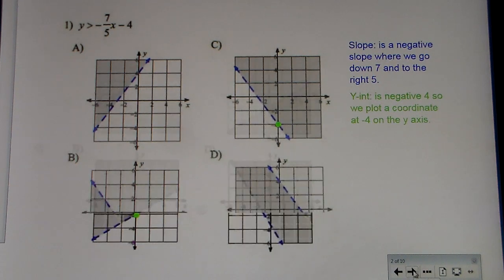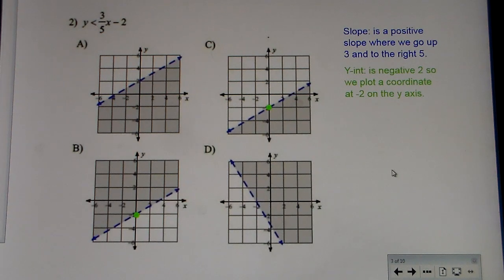Let's move on to number 2. Number 2, our y-intercept is negative 2. So I plot my points, I look at my graphs. Well, A is positive 2, so that won't work. C is negative 2, so we're working there. B is negative 2, but D is not. It's at negative 3. So A and D, once again, are eliminated. Then we look. Well, we have a positive slope, so both our lines have to be positive. Well, they're both positive, so we can't eliminate it that way.